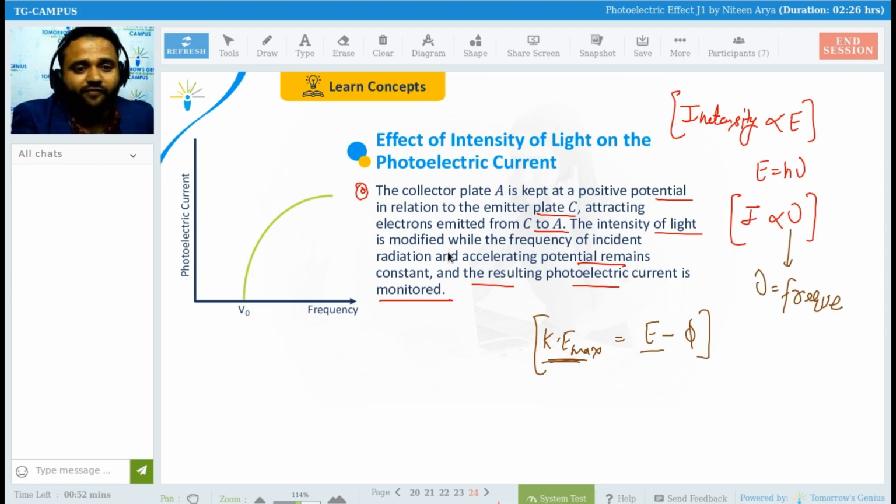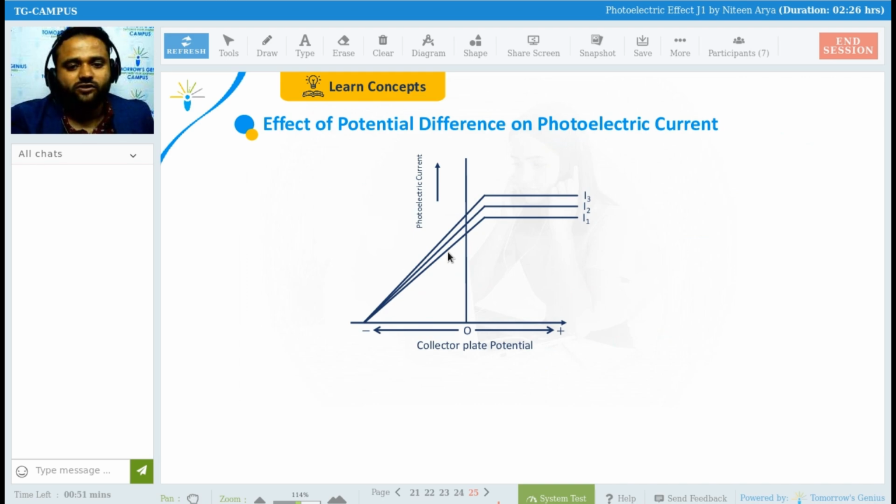Means the intensity of light is modified. As you can read, the value of incident radiation and accelerating potential remain constant. Accelerating potential means this potential, and this radiation remains constant, and thus the resulting photoelectric current is monitored. Monitored means you can check what it is, and that is your effect. As you can see, this is your photoelectric current, and it is going to give different intensities, that is I1, I2, I3. Clear? Once your electron is ejected, this is your work function again. So increasing the photoelectric current is going to give more if you provide more energy, because then KE max is going to be more. Is this clear, everyone?